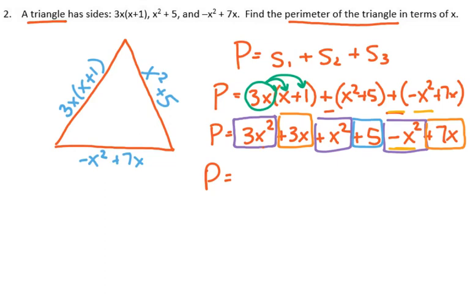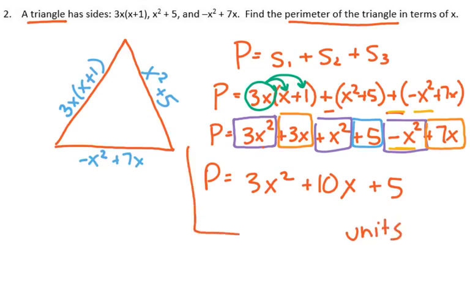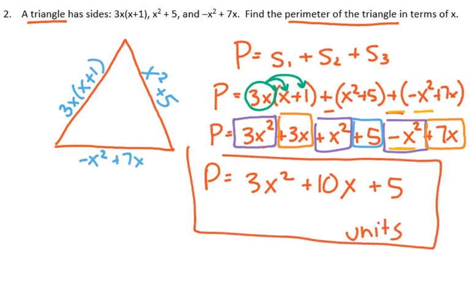So when I combine these to find my perimeter, I'm going to combine my 3 purple boxes. So I have a 3x squared plus x squared minus x squared leaves me with 3x squared. Then if I look at my x terms, I have a 3x and a 7x. They're both positive, so I can combine those to get plus 10x. And then the 5 is by itself, plus 5 units. So this would be my final solution for the perimeter of my given triangle.